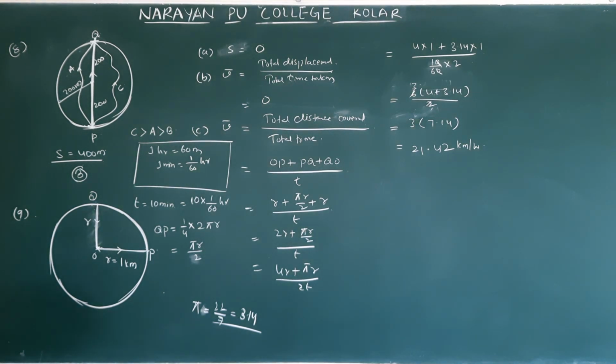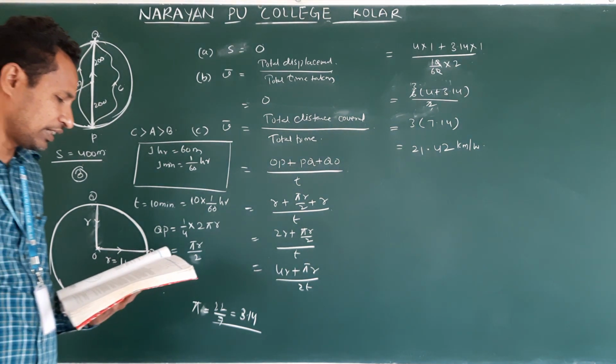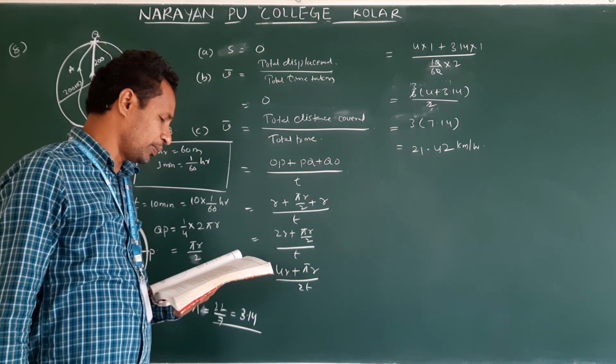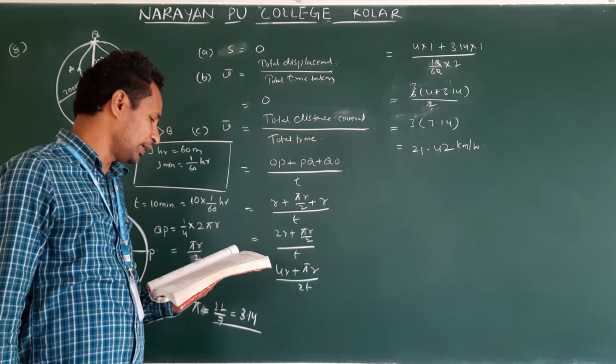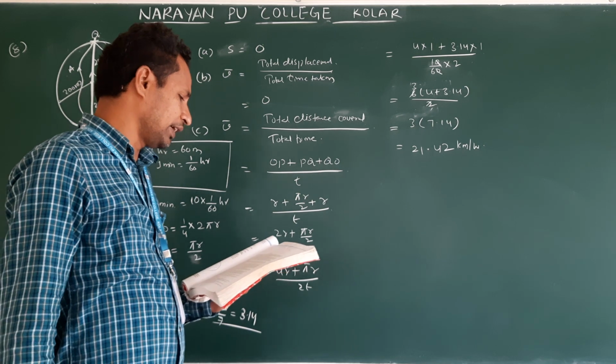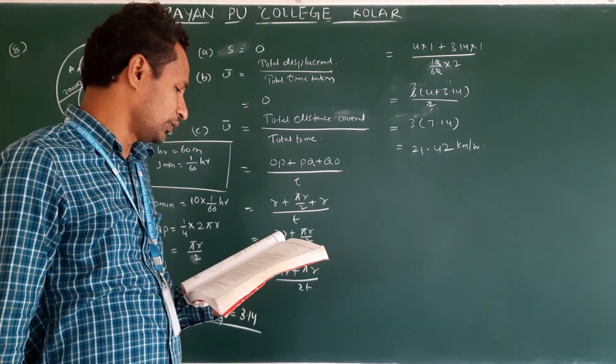Now we will go to the next question, the 10th question. In an open ground, a motorist follows a track that turns to his left by an angle of 60 degrees after every 50 meters, starting from a given turn.